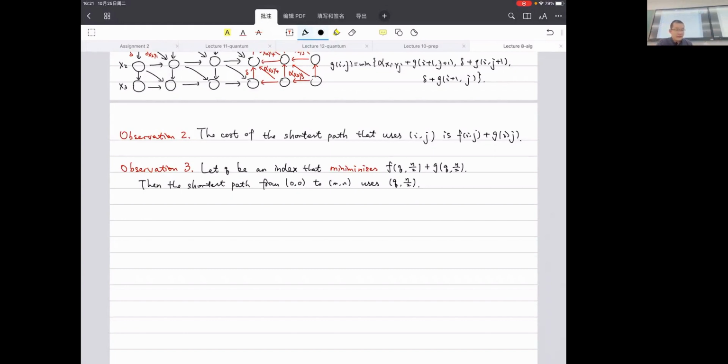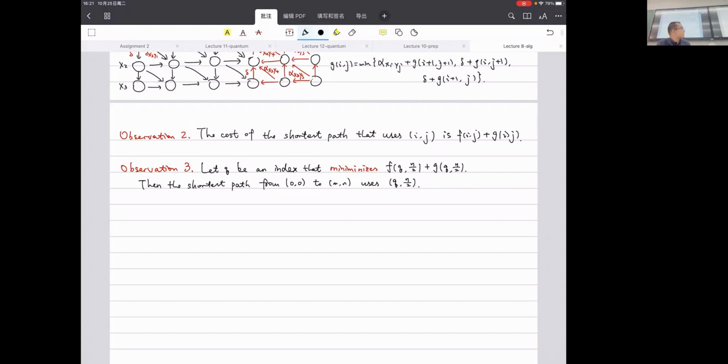So basically, the way that we actually construct this shortest path is that we want to use the optimal values to recover the shortest path. A trick here is that we can have these function values f and g, and we can compute the function values. Observation 3 gives something very important.